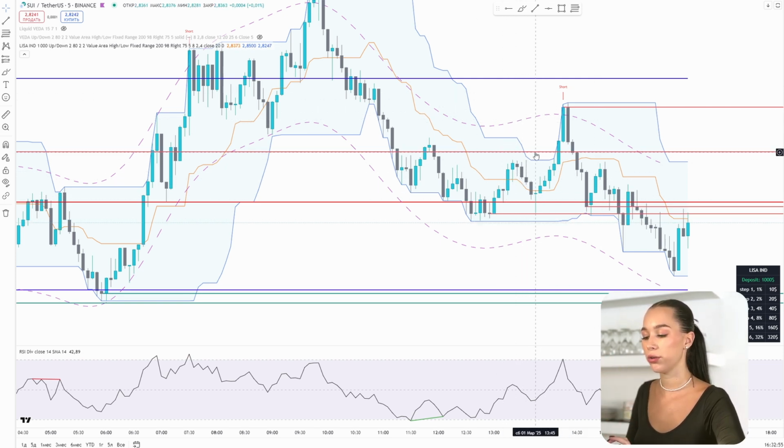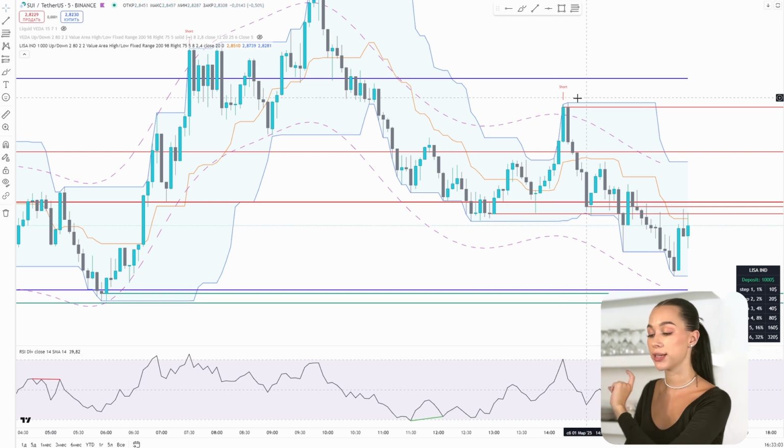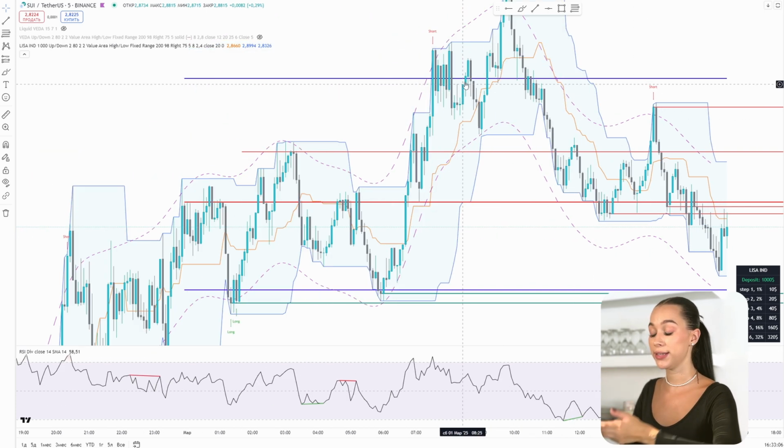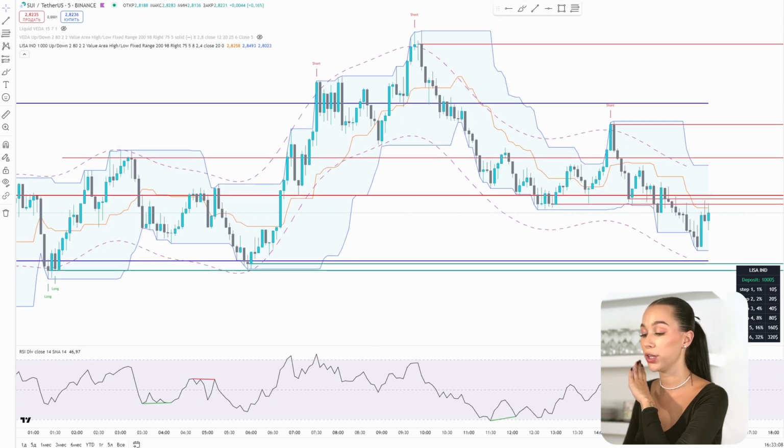But let's find a really good situation on this chart right now. For example, we can see that our price crossed this orange line and until the resistance level, there is a lot of distance. And as we can see here, the chart was growing really great.